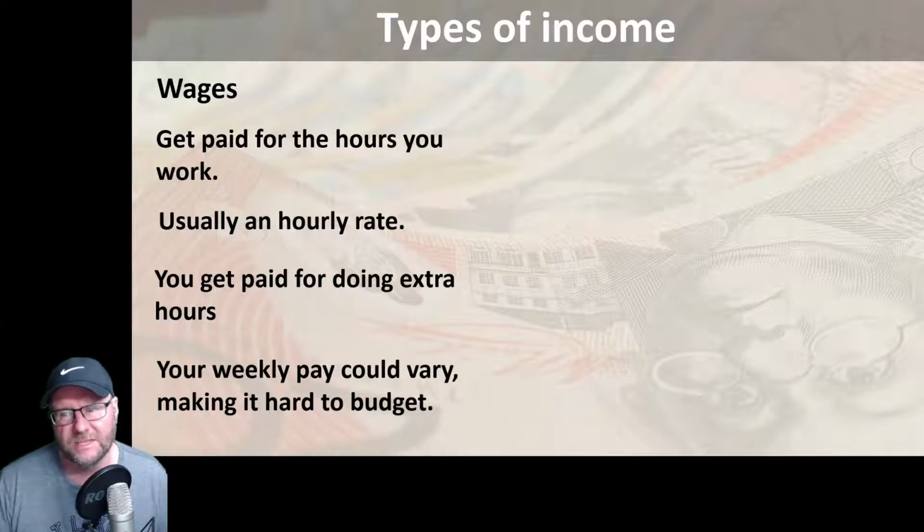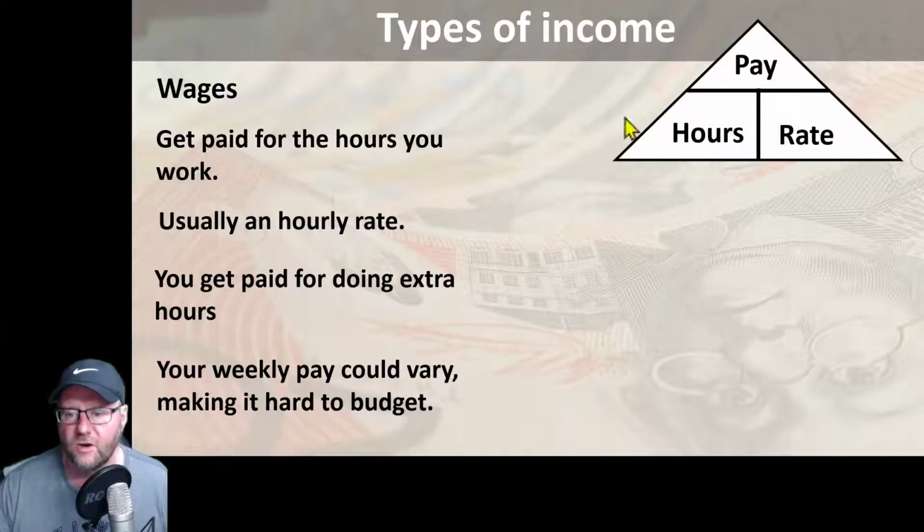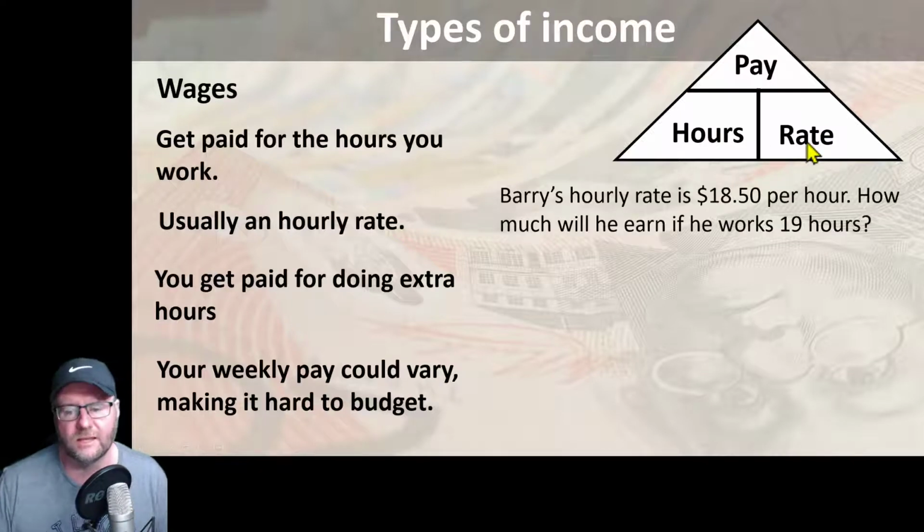But then sometimes the downside of this is that it can be hard to budget, because from week to week, particularly with casual work, you may not know exactly what your hours are going to be. So with wages, you might have some busy weeks, so you get paid more. You might have some quieter weeks where you get paid less, because you only get paid for the hours that you work. Now, we're going to use this little triangle here. You might remember it from distance, speed, time questions. It's the same idea. We've got pay on the top, hours and rates on the bottom. And here's how we use them to do some calculations.